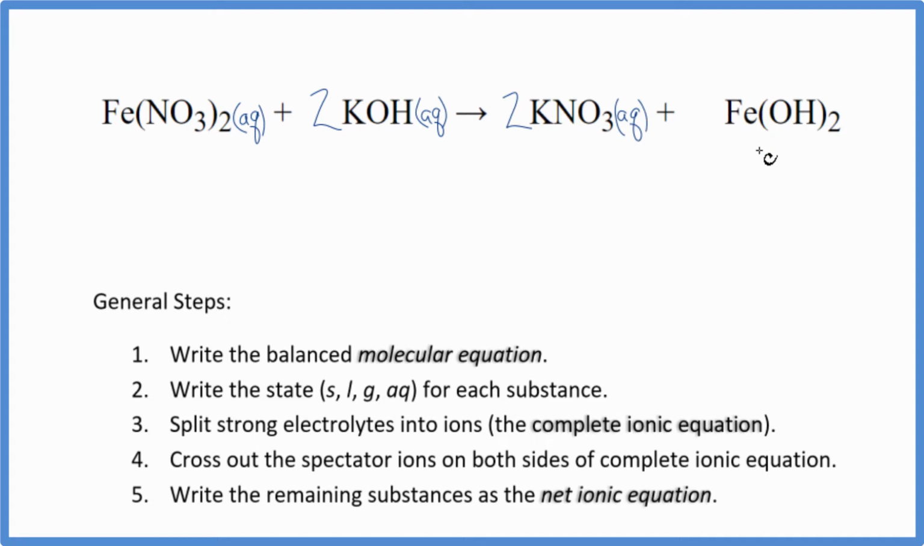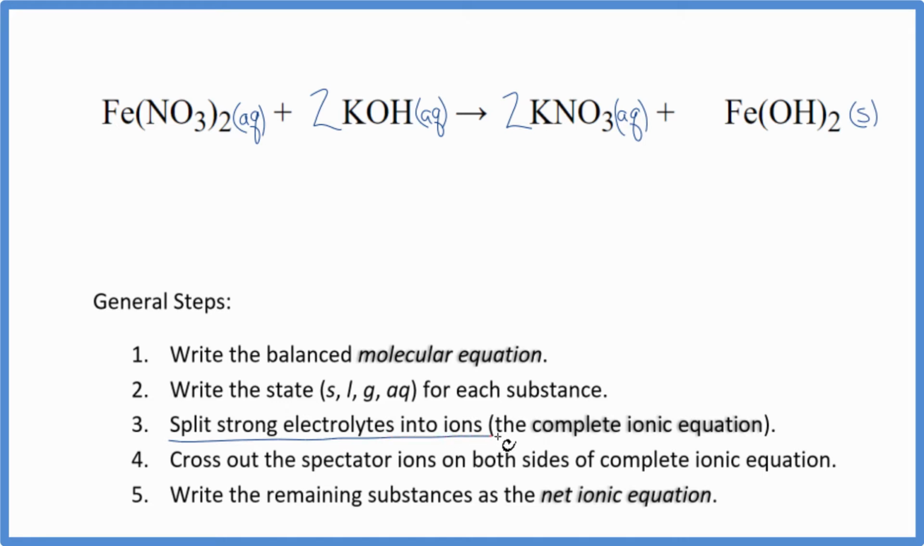But hydroxides, in general, they're insoluble, unless there's something like potassium hydroxide where potassium's in group 1. But this iron, it's a transition metal. This is going to be insoluble. We're going to write (s) because it's not going to dissolve. It's going to be a solid. When these two substances react, this goes to the bottom of the test tube in a precipitation reaction. So now we have the states.